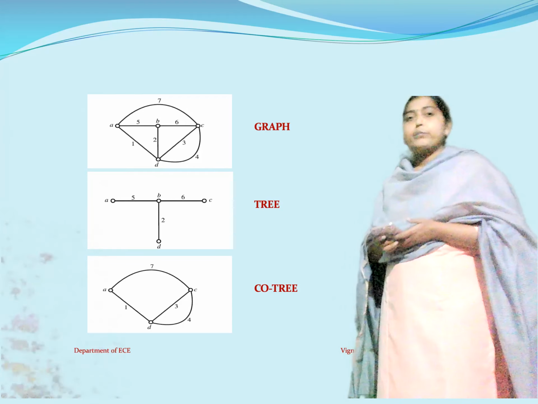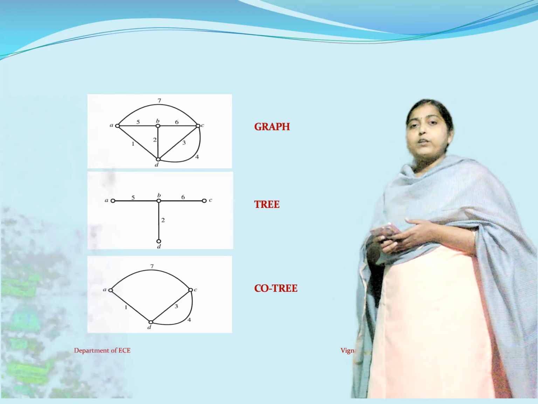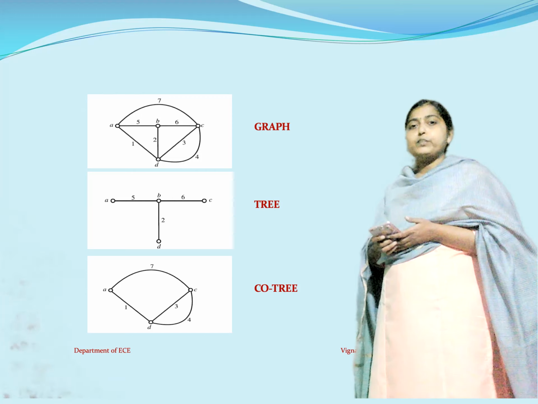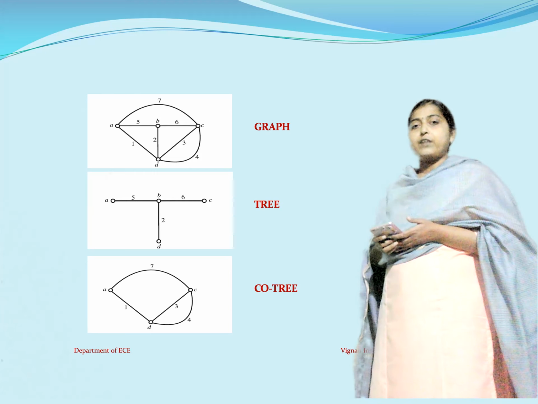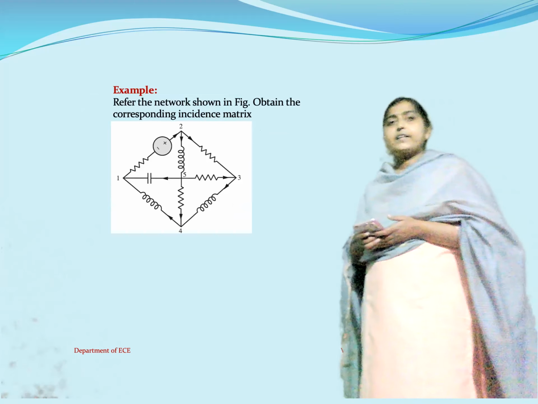Now, whatever branches I have removed from this tree, if I plot them, you are going to get a co-tree. This is what I have removed from this. So when I combine this with this, I am going to get back my graph. This is how you plot a graph, tree and then co-tree. Okay. Let us take another example.